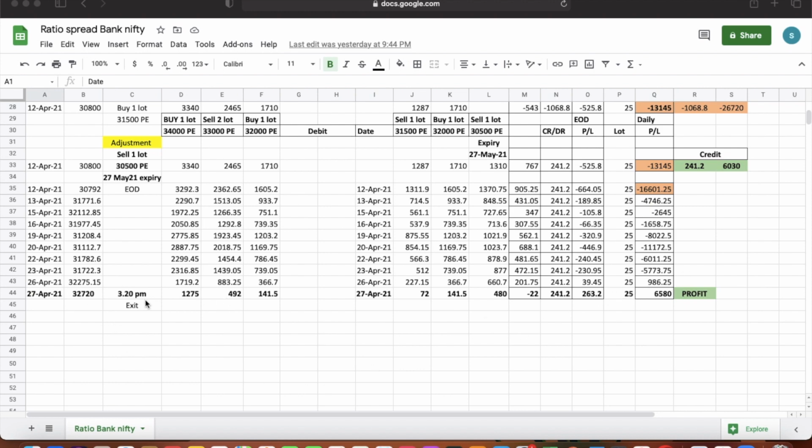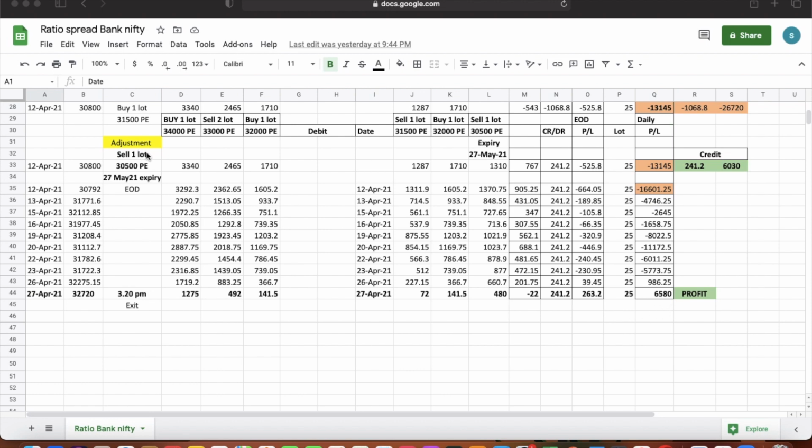26th April, Bank Nifty was trading around 32,275. Our trade was in minor profit of 986. On 27th April 2021, Bank Nifty was trading around 32,720. At around 3:20 p.m., we checked the trade. Our trade is in a profit of 6,580. Why this profit? Because our sold put option on 12th April at the rate of rupees 1,310 has now traded at around 480. With this small adjustment, from loss of 13,145 and further loss, we could manage our trade without using extra margin and close the trade with a decent profit of 6,580.